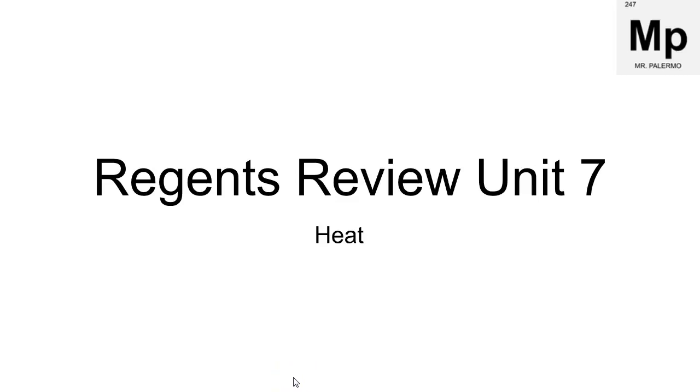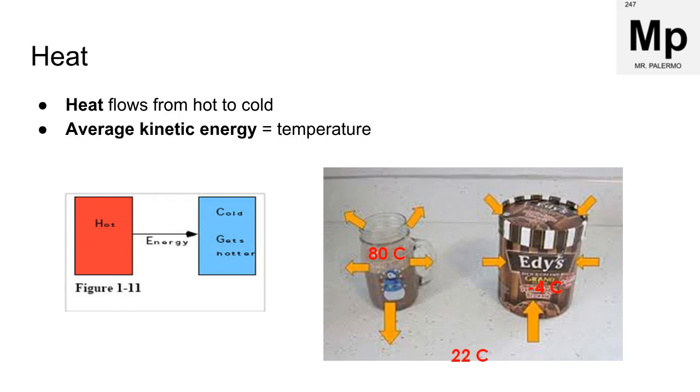Welcome to Regents Review Unit 7, and our focus is on heat. Recall that heat energy goes from hot to cold, and that average kinetic energy is a measurement of temperature. So looking at our example here, our room temperature is 22 Celsius. We have hot chocolate at 80 Celsius and ice cream at -4 Celsius.